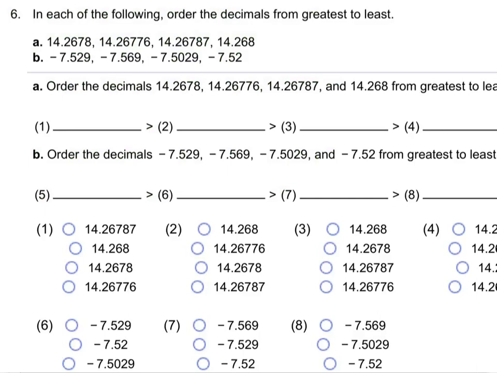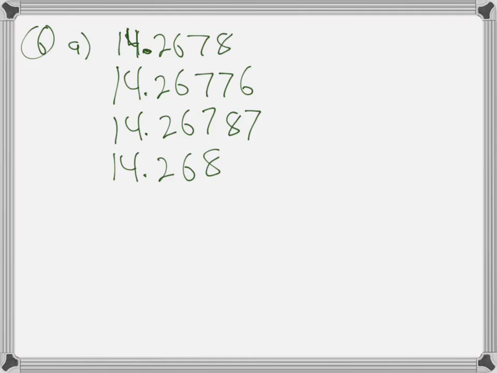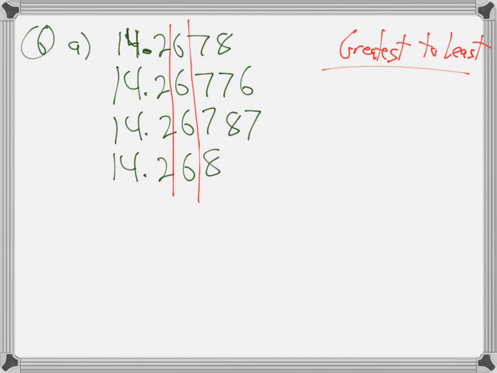And what do they want? They want greatest to least. Greatest to least. All right, so greatest to least. So again, see how I have it all lined up? That's important. Right, we got to keep this lined up here.